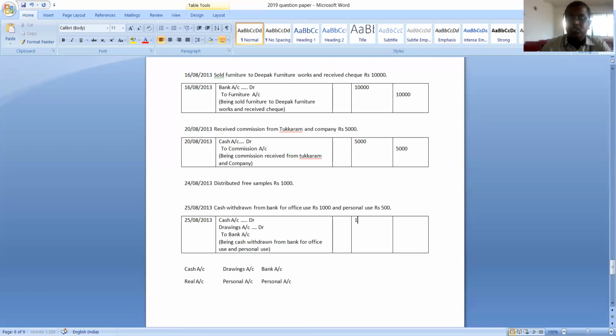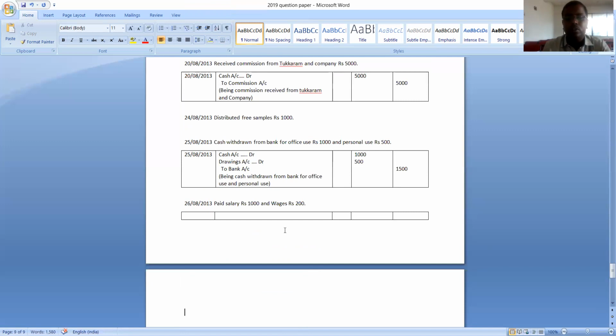Further, how much cash is withdrawn for office use? 1,000. How much is withdrawn for personal use? 500. So totally how much is withdrawn? Totally 1,500 rupees is withdrawn. Understood. So what is the journal entry? Cash account debit rupees 1,000. Drawings account debit rupees 500. To which account? To bank account. How much? 1,500.